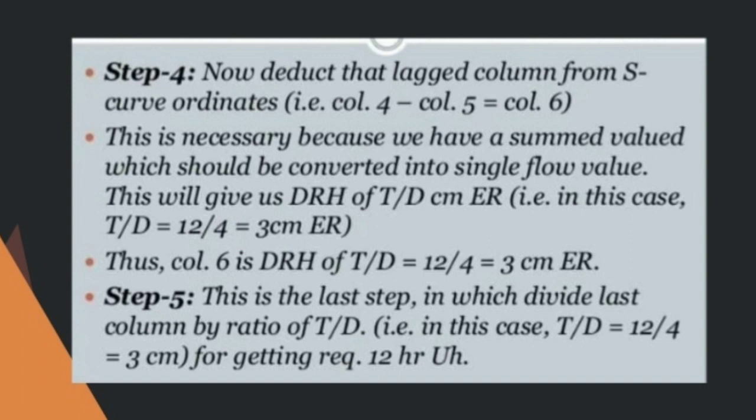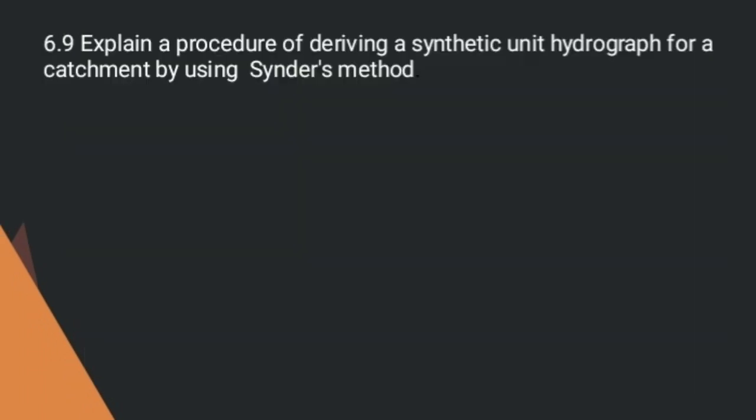Step 5. This is the last step, in which we divide the last column by the ratio of T over D. In this case, T over D equals 12 over 4 equals 3 cm, for getting the required UH.